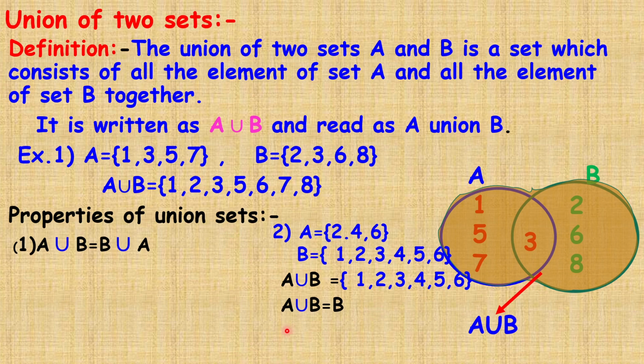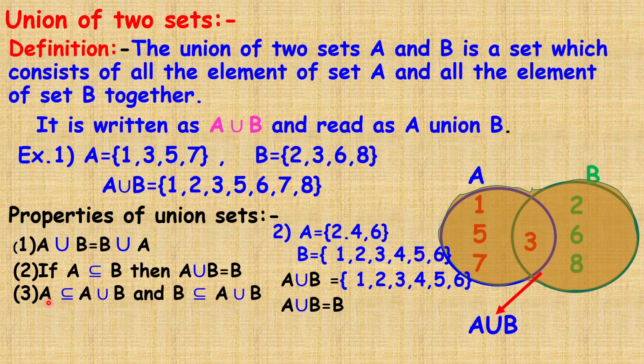So the second property is A ∪ B is equal to set B. Here the elements of A ∪ B are 1, 2, 3, 4, 5, 6, and the elements of set B are 1, 2, 3, 4, 5, 6. Elements are the same. So the second property is if A is a subset of set B, then A ∪ B is equal to B.